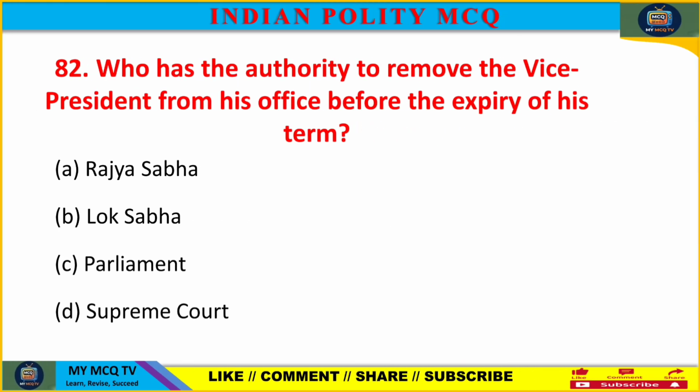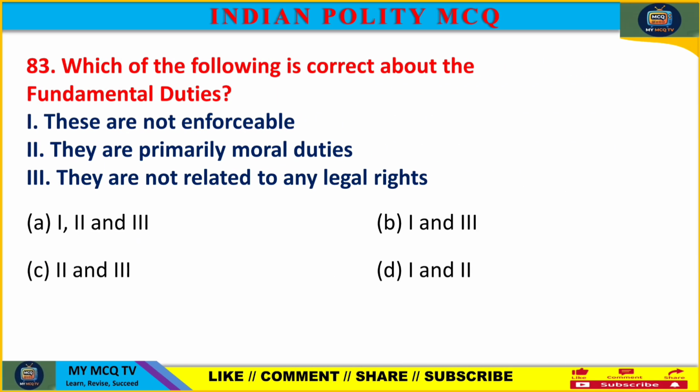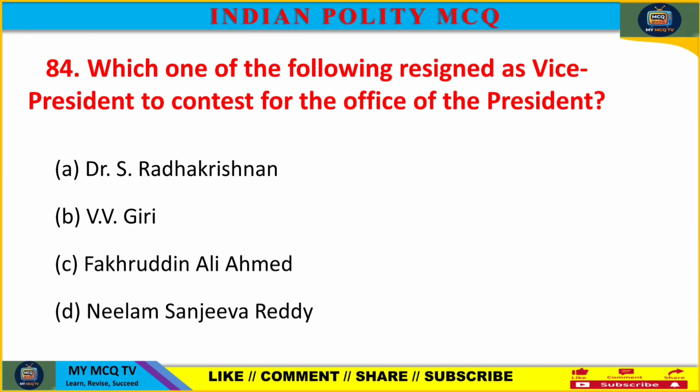Who has the authority to remove the Vice President from his office before the expiry of his term? Correct answer. C. Parliament. Note: the resolution is initiated in the Rajya Sabha and requires the agreement of the Lok Sabha. Which of the following is correct about the fundamental duties? Correct answer. A. 1, 2 and 3. Which one of the following resigned as Vice President to contest for the office of the President? Correct answer. B. V.V. Giri.